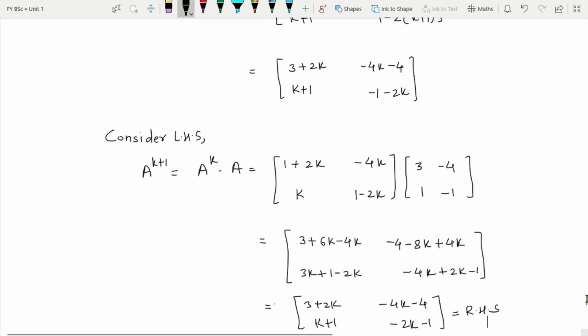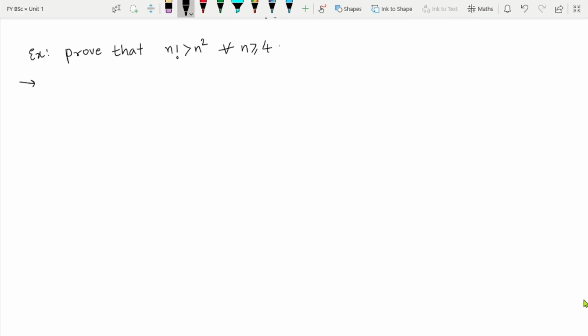Therefore, I will say P of k plus 1 is true, and therefore by first principle of mathematical induction, P of n is true for all natural numbers. So now we will go for the next example.